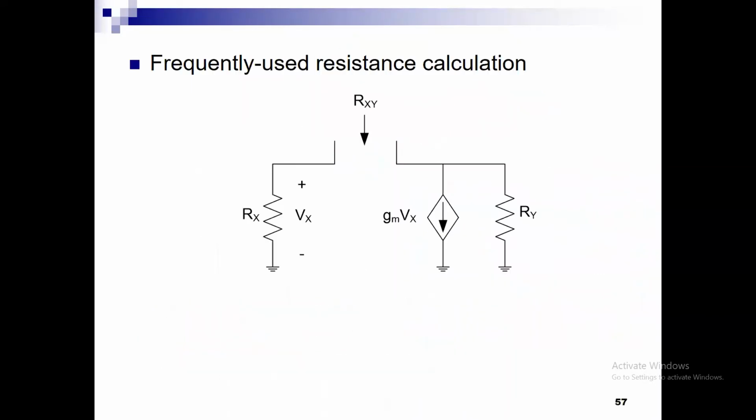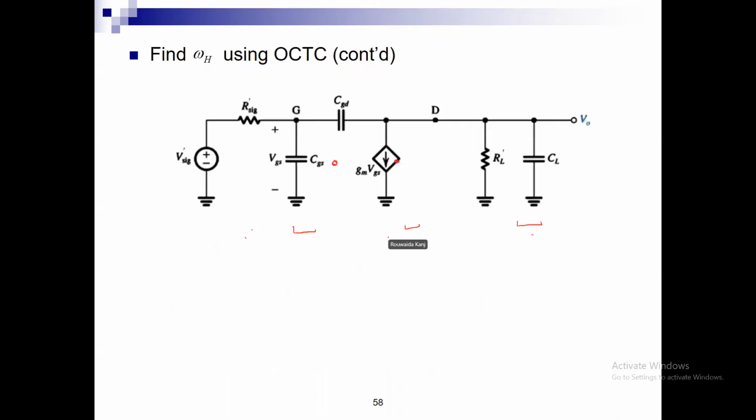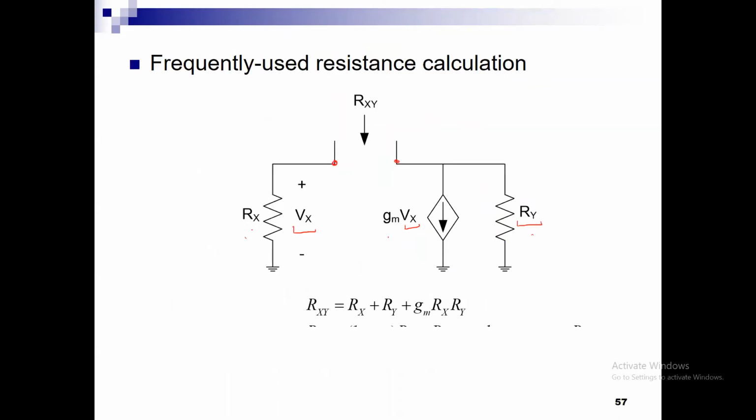So the next slide says that anytime I have a resistor Rx with voltage Vx, and on the other side I have a current source that depends on Vx, and in parallel with a resistor Ry, if I want to find the resistance between those two terminals, then the rule is Rxy, which is Rx plus Ry plus GM times Rx Ry. Okay, so let us see where this rule holds in our resistor sheet.